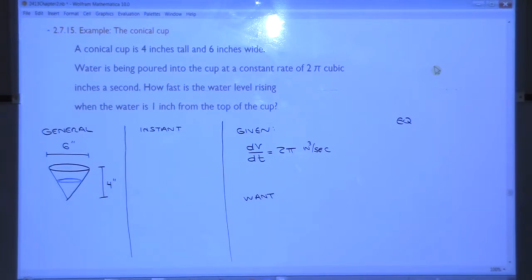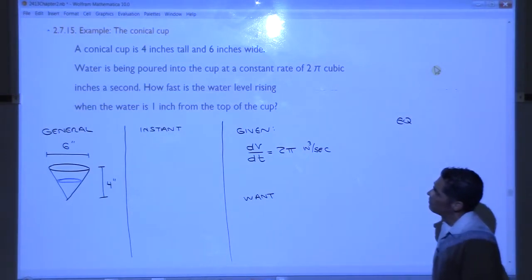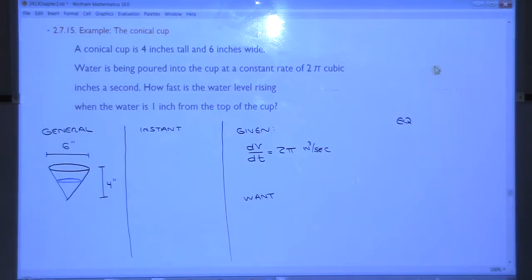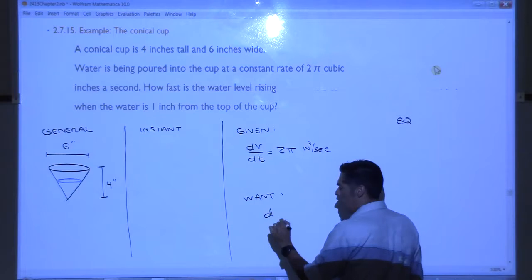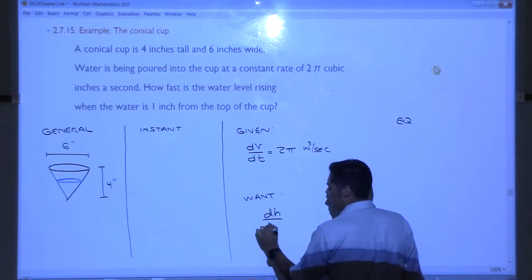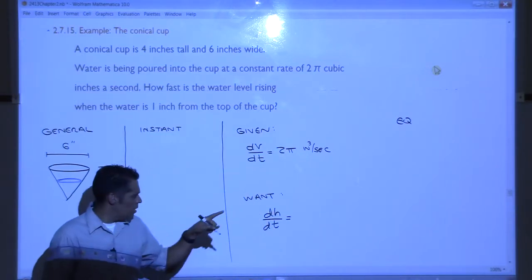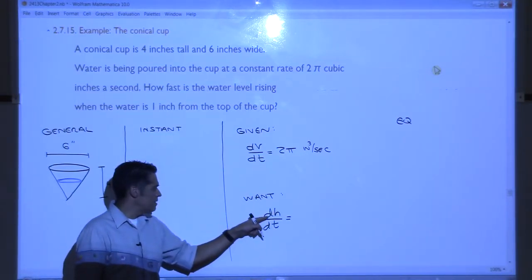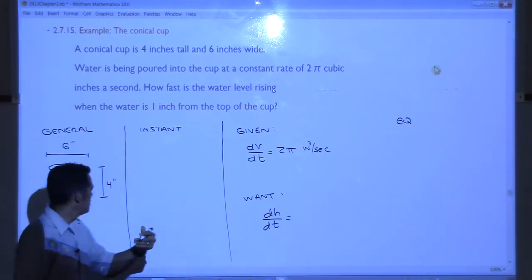All right. What else? We want to know how fast the water level is rising, right? How fast something is rising is a speed. So we want the height, right? How fast the height is changing with respect to time. The problem with this right now, even though we know what we're looking for, if we say dh/dt, h needs to be in our picture somewhere. So where's h in our picture?